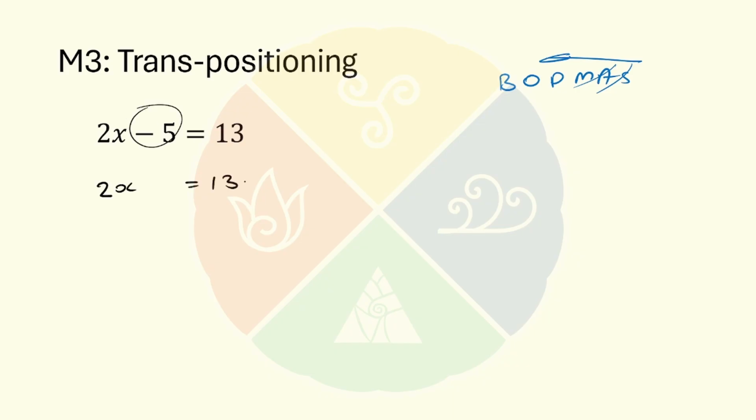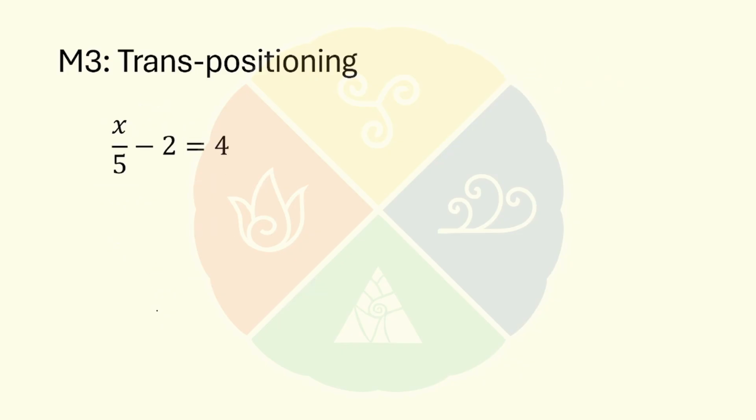He changing side will become plus 5. So that is 2x is equal to 18, right? Now this is 2 multiplying by x. It changing side will become division. 18 by 2, answer is 9. See why this method is very efficient. Now let's move forward. Try to solve this yourself. Pause the video and try to solve it.